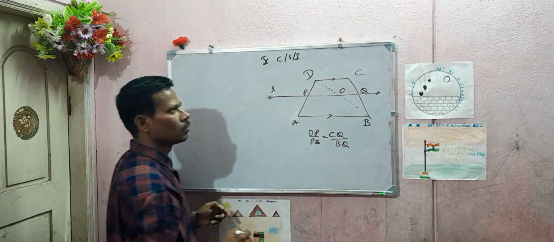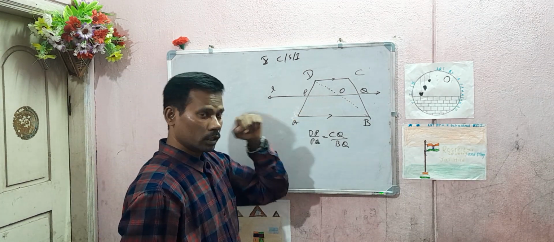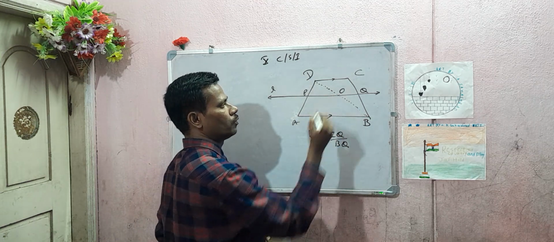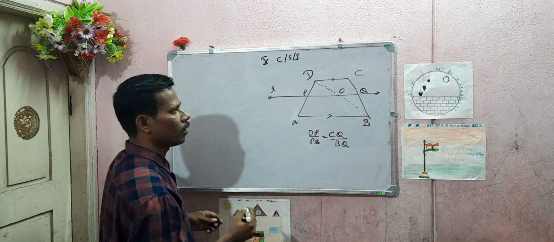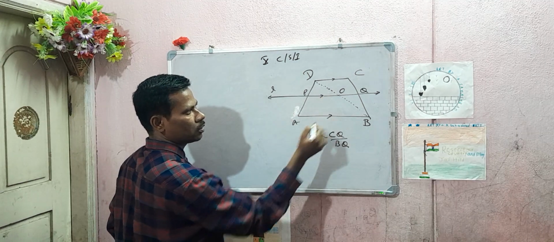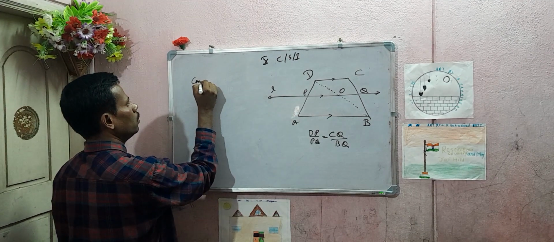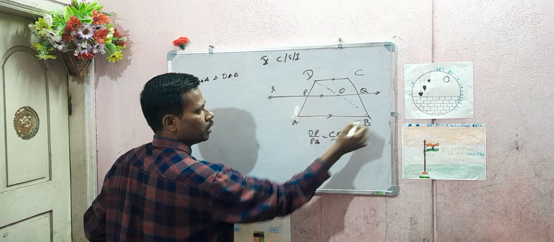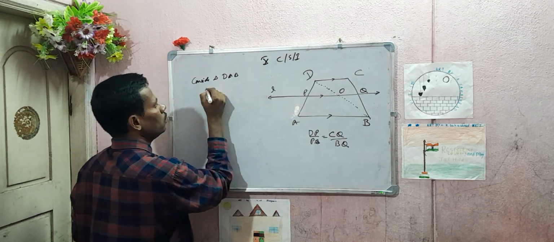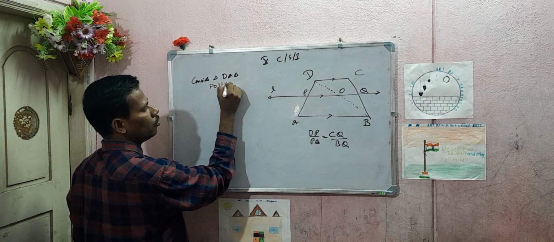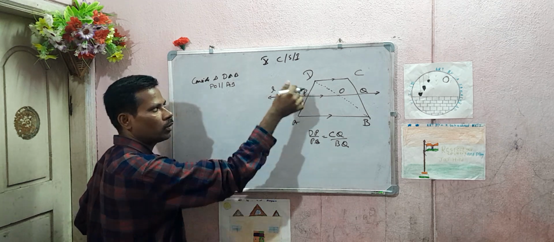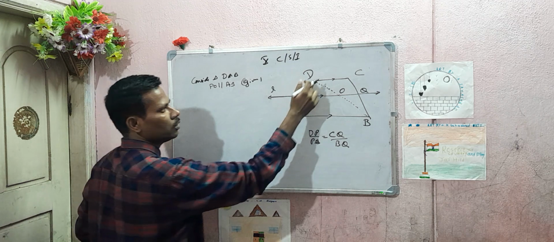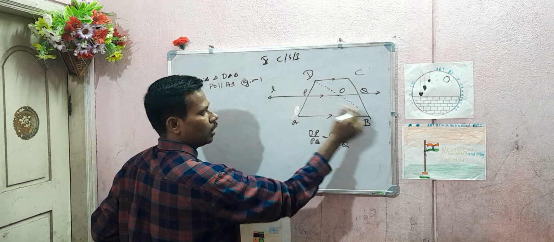Next, draw BD, join BD and mark it as O. So already given, this is parallel to this. Consider triangle DAB. PO is parallel to AB because it is already given. So what is the meaning of this? I am taking this triangle.